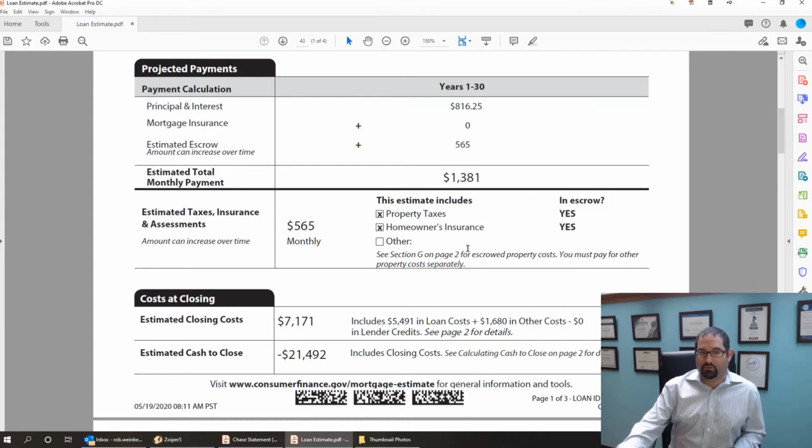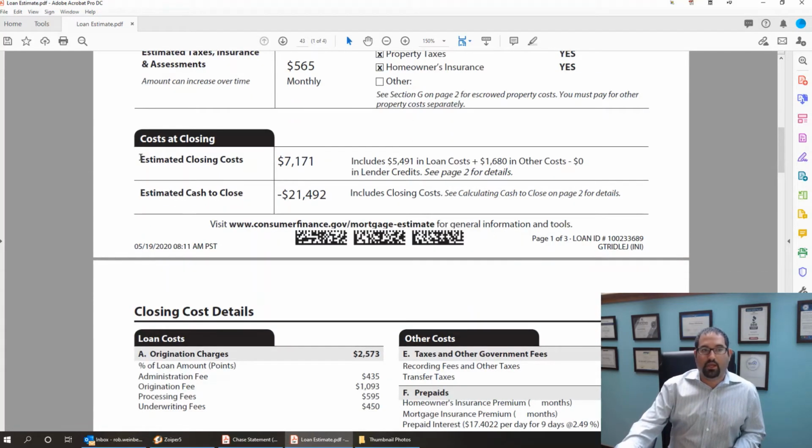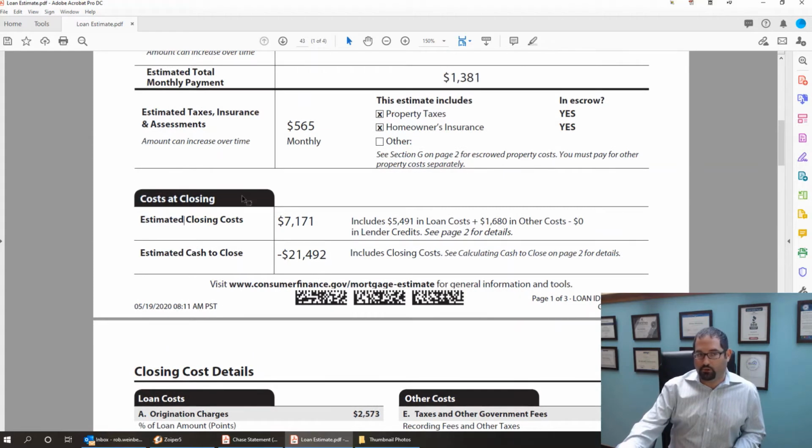Okay, so that gives you the lowdown on the projected payments. Next is costs at closing. This is a very important section. A lot of people have a lot of confusion on this section.